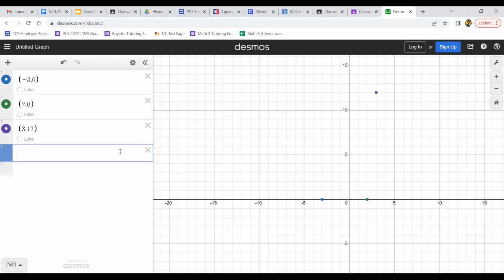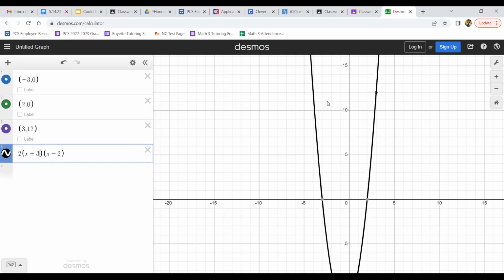So I've heard some people say it. What's the answer? C? Okay, so if we type in 2, x plus 3, x minus 2, that goes through all 3 of the points. Yep. Okay. All right.